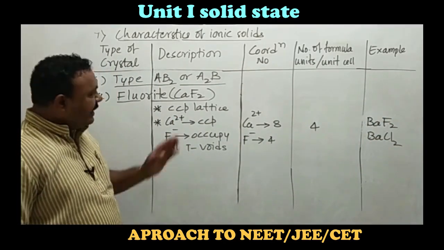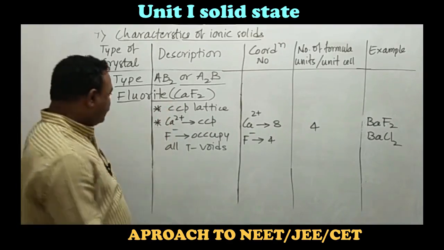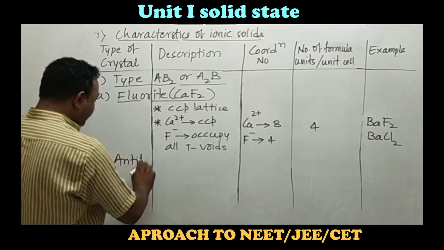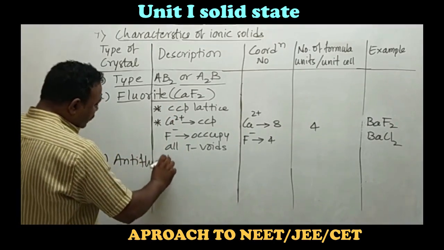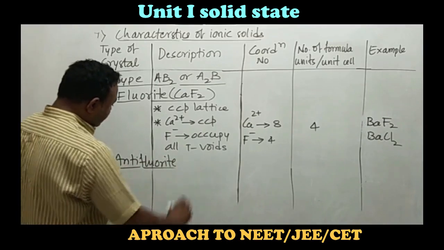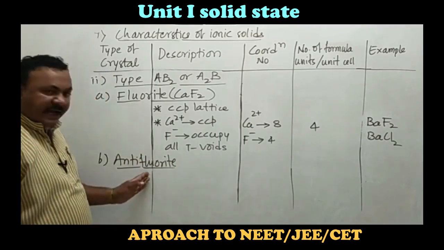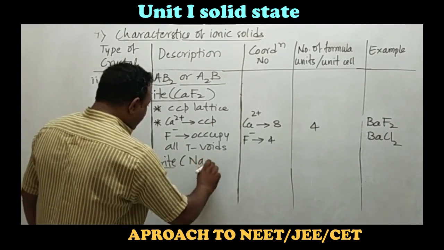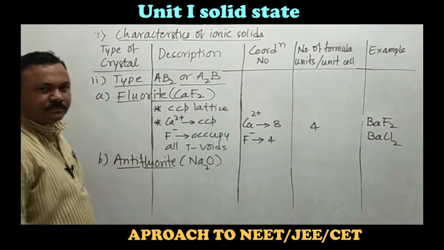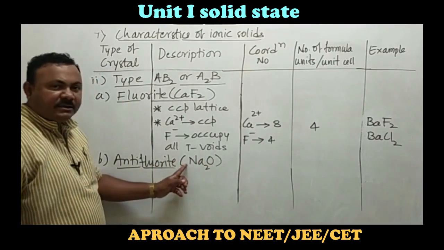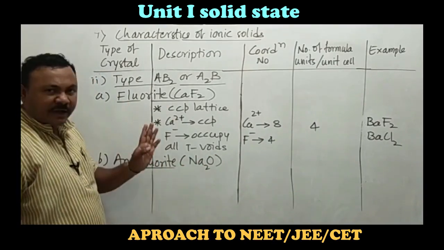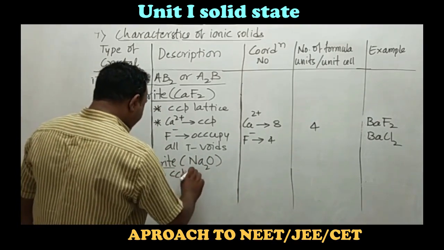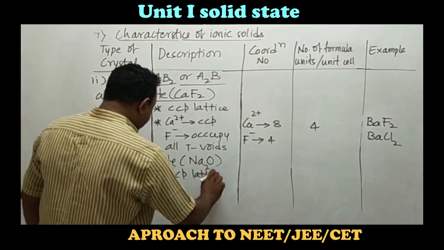Last one, exactly opposite of this. We are calling the structure anti-fluorite structure. Opposite of fluorite, anti-fluorite. And for this we are taking the example of Na2O. Again the geometry is CCP. It is also having CCP lattice.